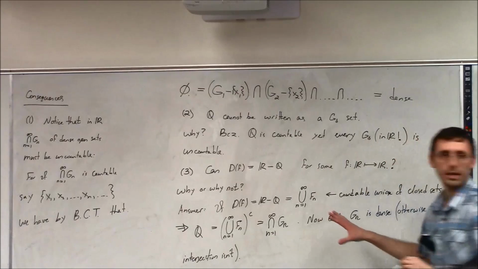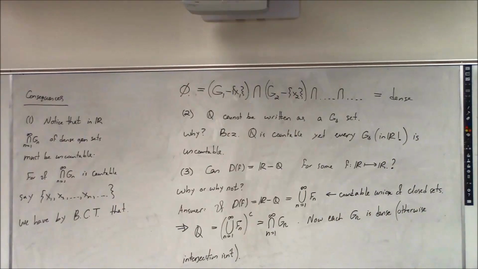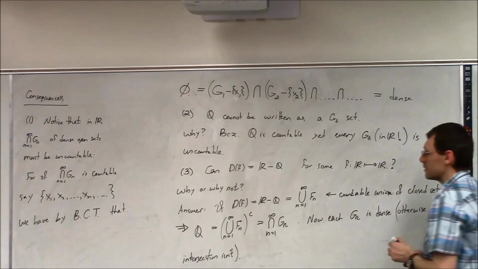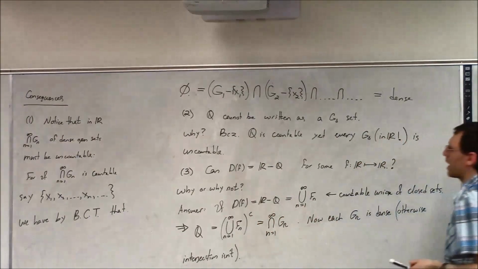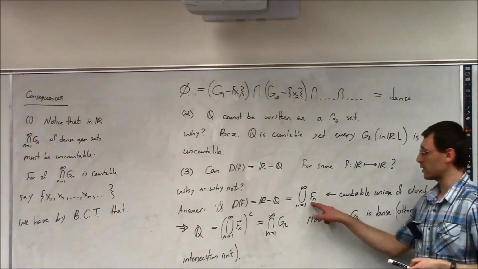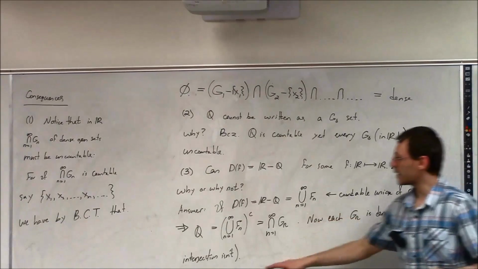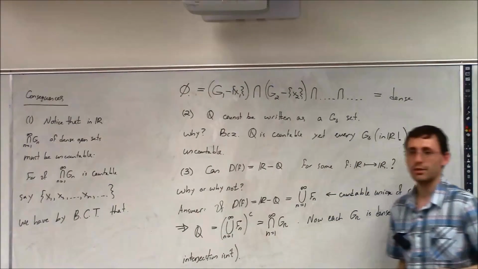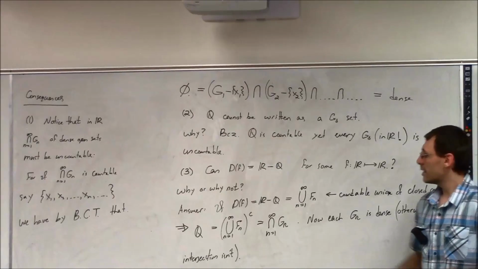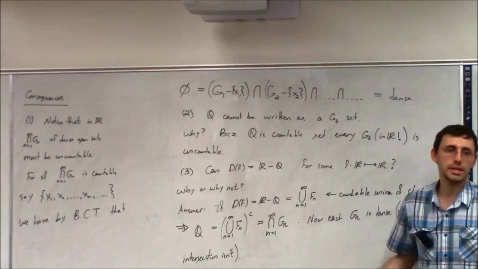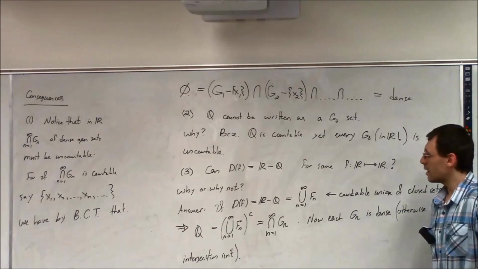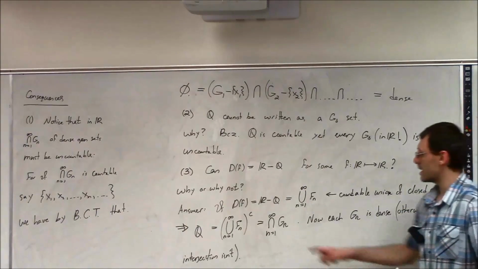Okay, very carefully, guys. What do we know up to this point? If I was able to write R minus Q as a union of closed sets, then I can write the complement as the intersection of open sets. Now, the fact that this is Q means that this intersection is a dense set, because Q is dense in the real number line. Now, the question is, what can I say about each Gn?